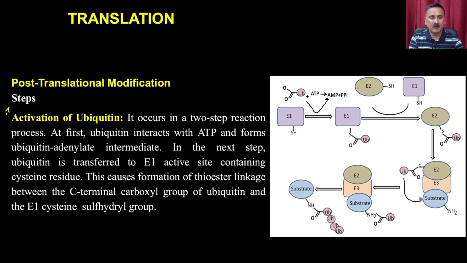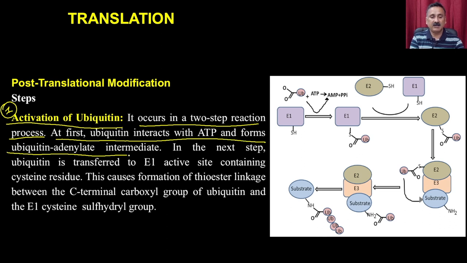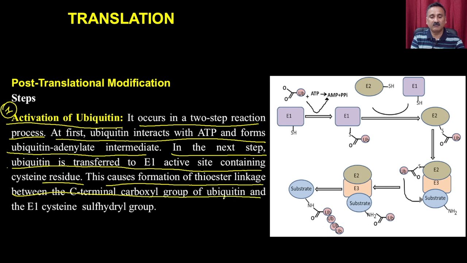In step 1, you are going to do the activation of ubiquitin. It occurs in a 2-step reaction process. At first, the ubiquitin interacts with ATP and forms the ubiquitin adenylate intermediate. In the next step, the ubiquitin is transferred to the E1 enzyme active site containing the cysteine residue. This causes the formation of a thioester linkage between the C-terminal carboxyl group of the ubiquitin and the E1 cysteine sulfhydryl groups.